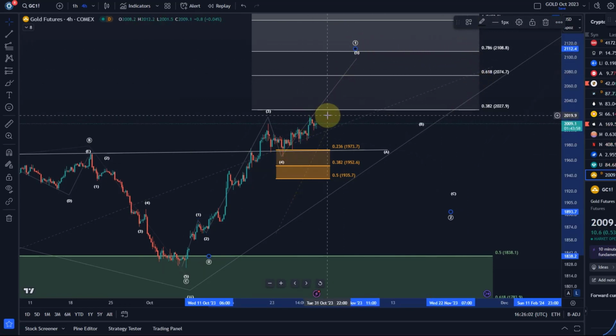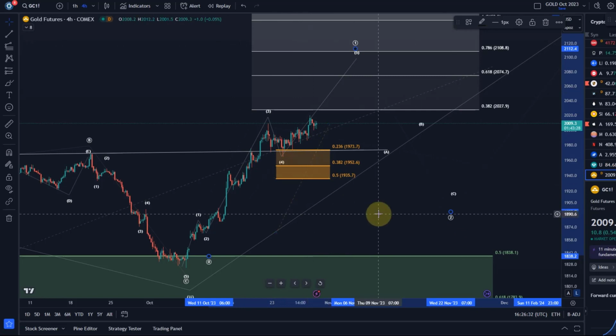So targeting, 2028 would be the absolute minimum expectation. More likely 2075 and possibly even 2108. These are the next levels to watch. I would focus on this as long as the last swing low is holding at 1965. So trend is up. Below that level, we have to assume that wave 2 has started, the pullback.